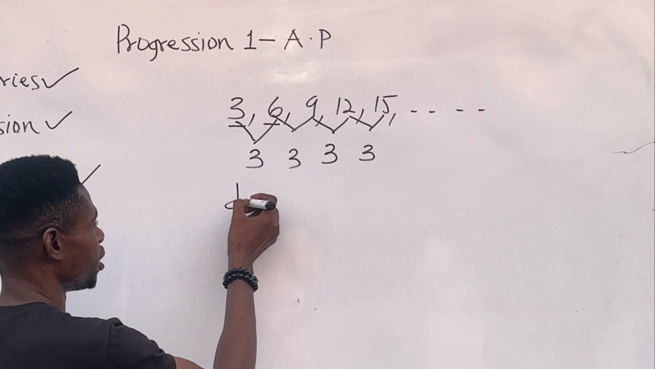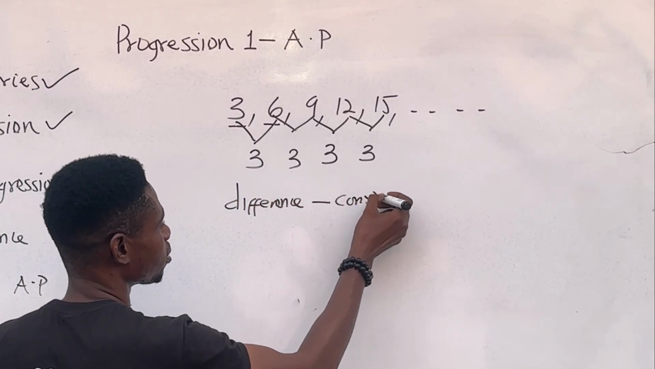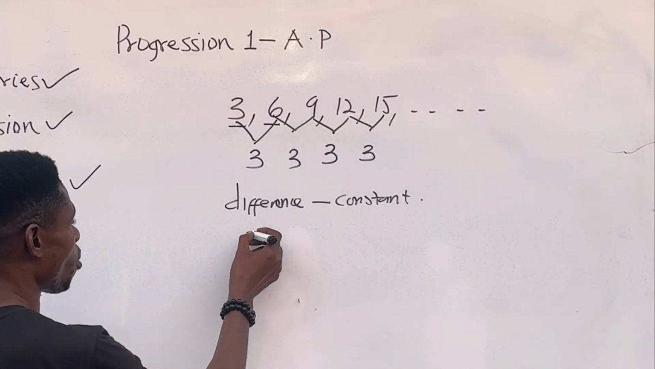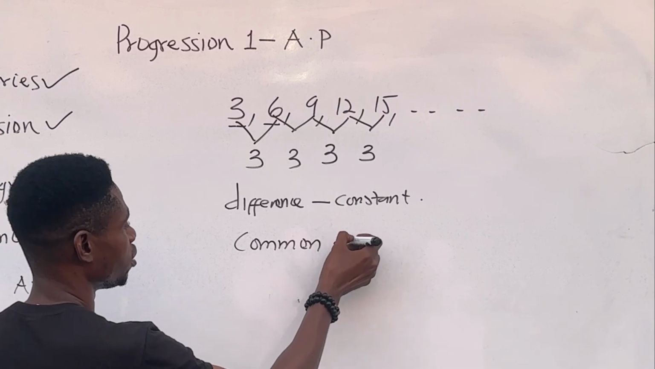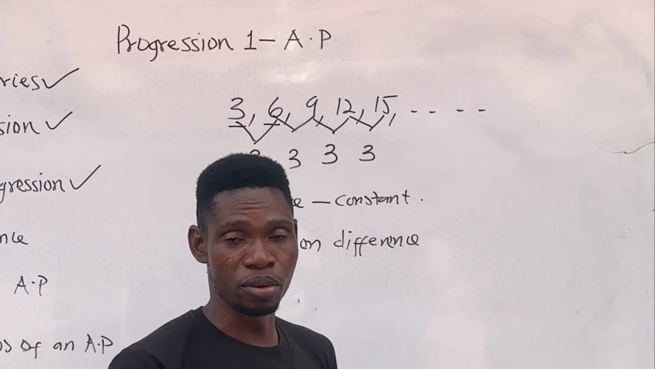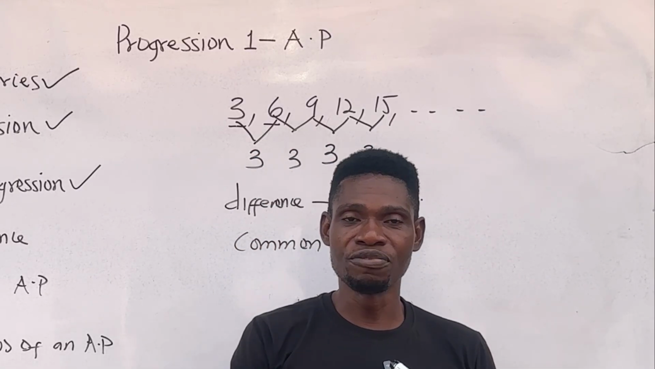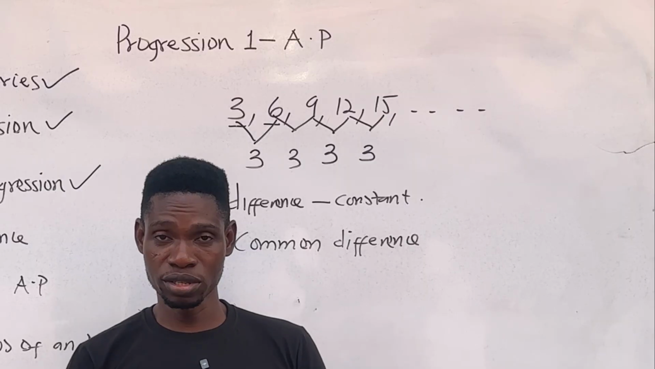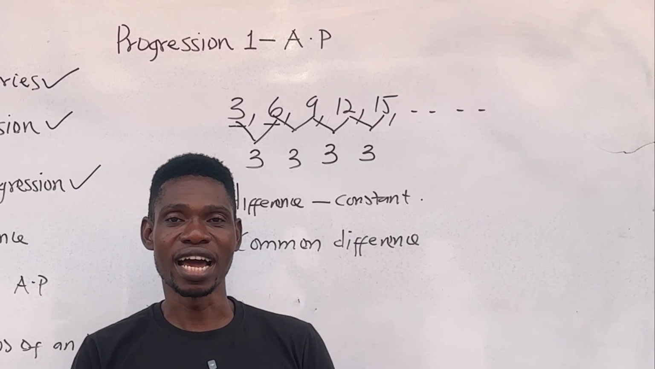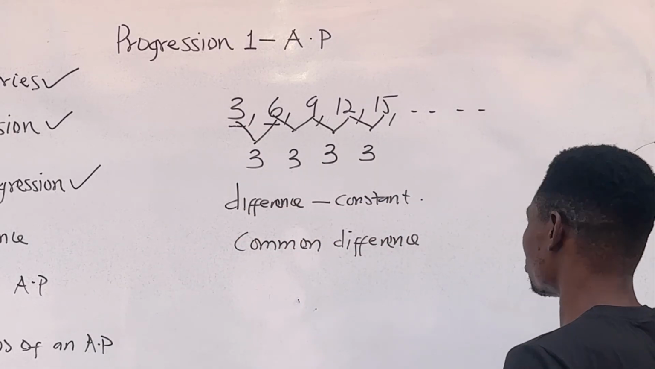So that difference that is constant, we call it common difference. So get the point. If you have a progression where the difference between any two consecutive terms is constant, that the value is the same throughout, that is an arithmetic progression. So let's look at other examples of arithmetic progression.